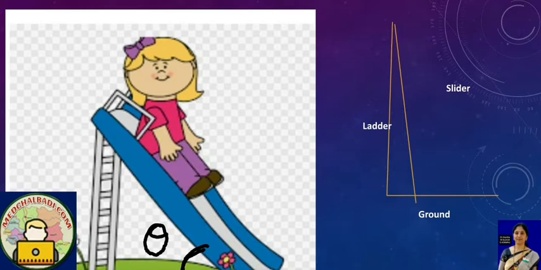What will happen? Is it possible for the children to slide freely like on the previous slider? No. If they try to slide on this slider, they will fall down. So why did it happen? Because in the previous slider I maintained some angle with the ground. That angle is comfortable to slide on the slider.